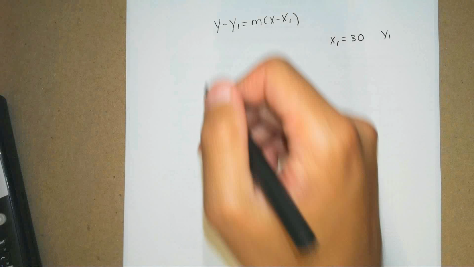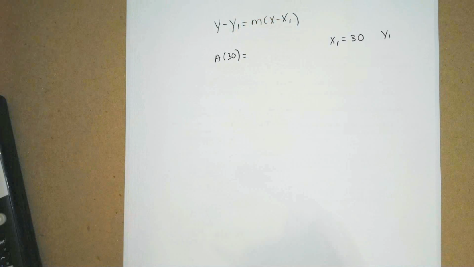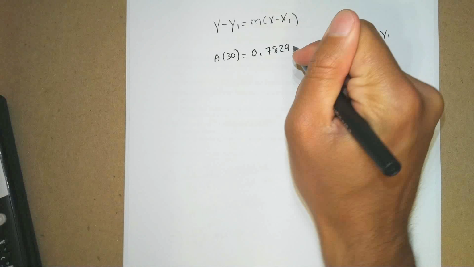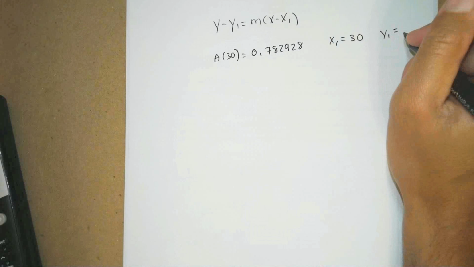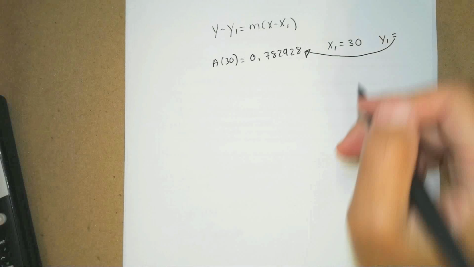That just means I have to plug it back into A of 30, which we already did in part A, so I don't have to actually go find that value. I know that A of 30 gave us 0.782928. So now we know that this is what y1 is equal to. So my next thing is, okay, well, how do I find m?